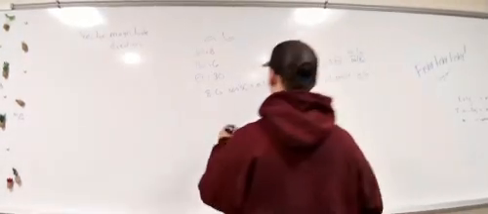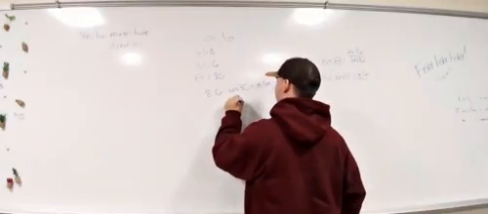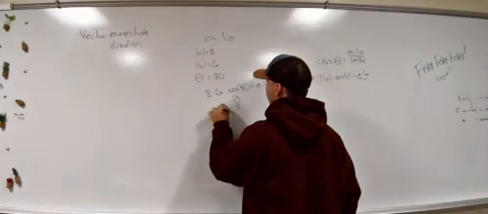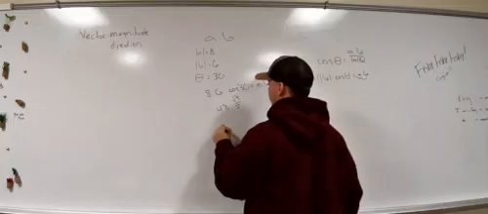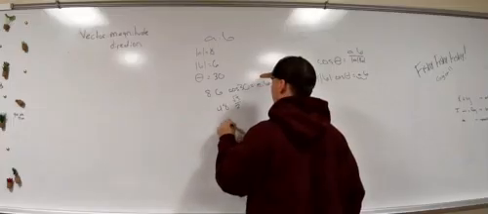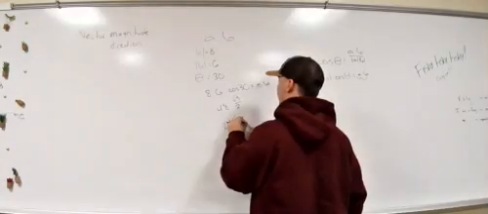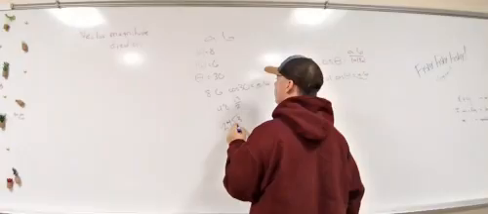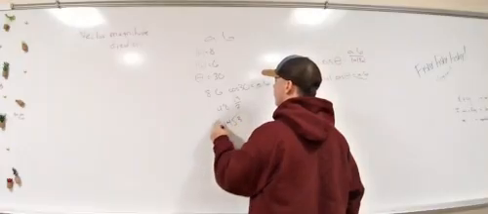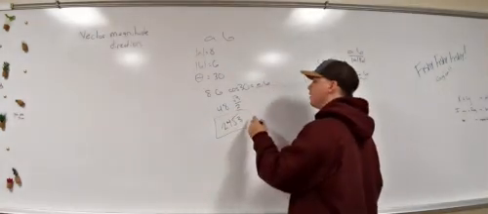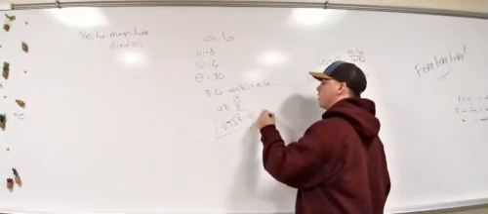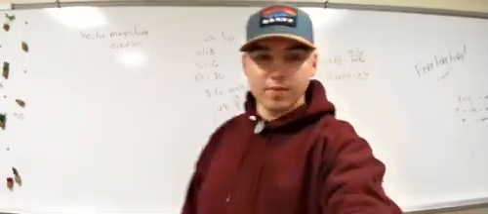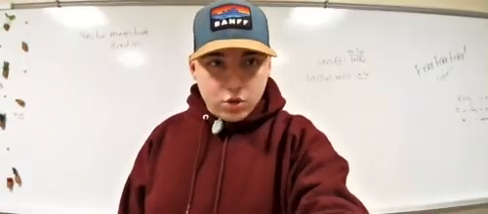So root 3 over 2 times 48, which we can simplify to 24 root 3, and boom. That's easy, because this is equal to A dot B. Make sense? Okay, now we're going to go to our last one.